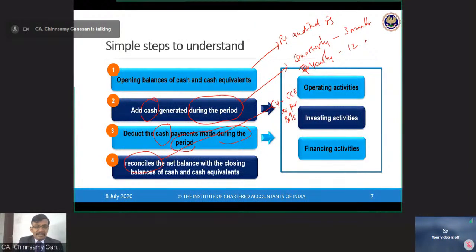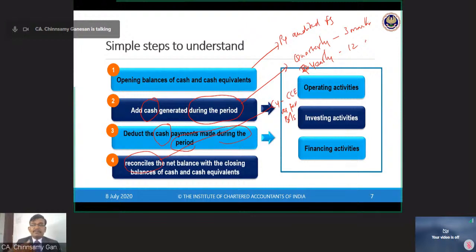Let us understand these three a little later. What do you mean by operating activities? What do you mean by investing activities? What do you mean by financing activity? Because if you understand the concept of the three, how to differentiate the three, all your problems on the cash flow statement, Ind AS 7, can be very, very easily solved by you. Nothing to worry.